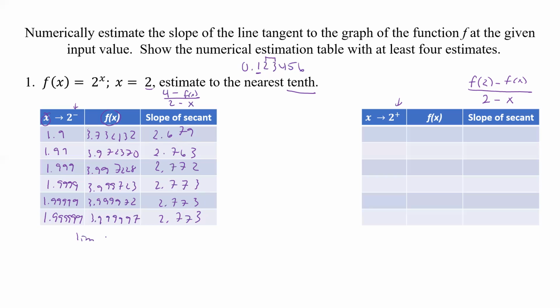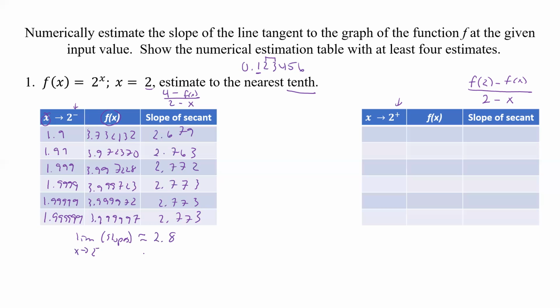Okay, so what do we get? Well, we get the limit of the slopes, I'll just call it the slopes, as x goes to 2 from the left is approximately equal to, now it's rounded to the nearest tenth. Well, if we round that to the nearest tenth, that goes up and it's approximately 2.8.